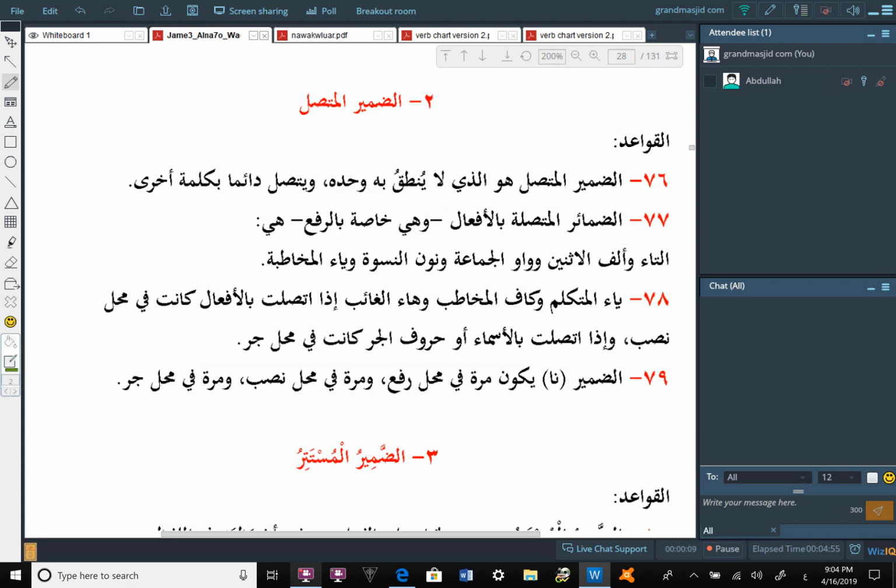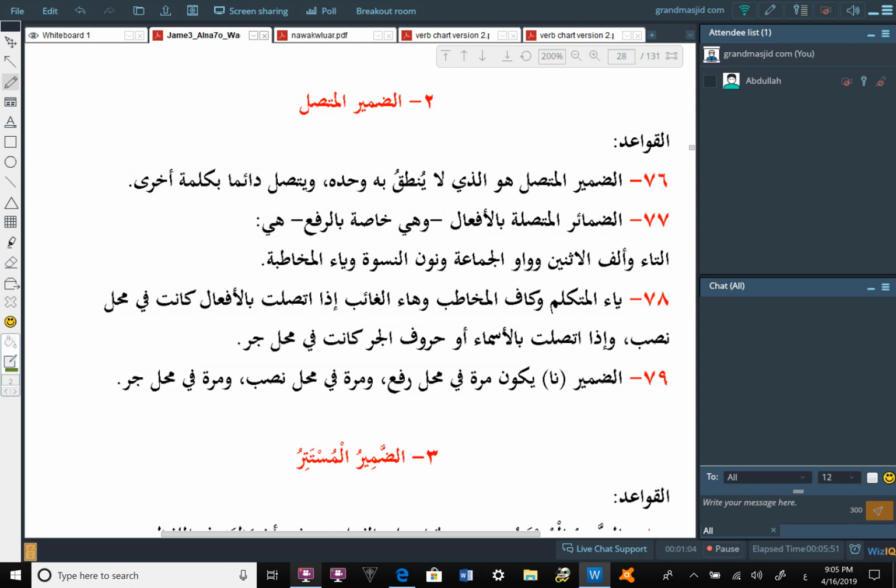Ad-Damir al-Muttasil, the connected or attached pronoun. الضمير المتصل هو الذي لا ينطق به وحده ويتصل دائما بكلمة أخرى. The attached pronoun is that which is not pronounced by itself, as we said: hu, ha, ka, kum, ki, na, so on and so forth. They're not pronounced by themselves. وَيَتَّصِلْ دَائِمًا بِكَلِمَةٍ أُخْرى, and it is connected always with another word.